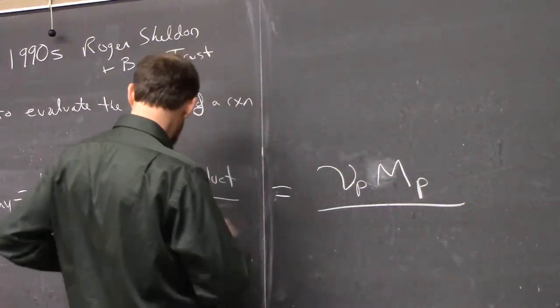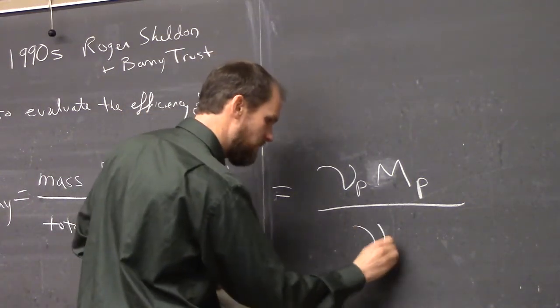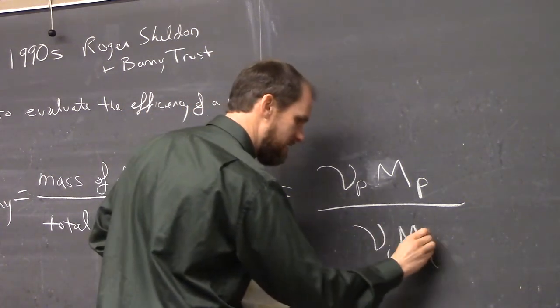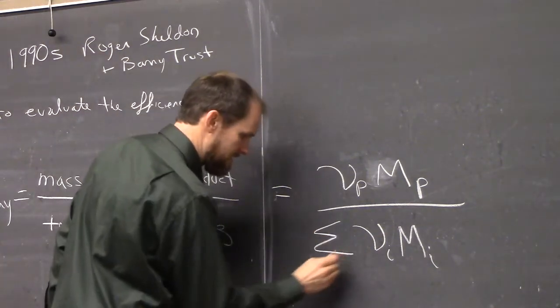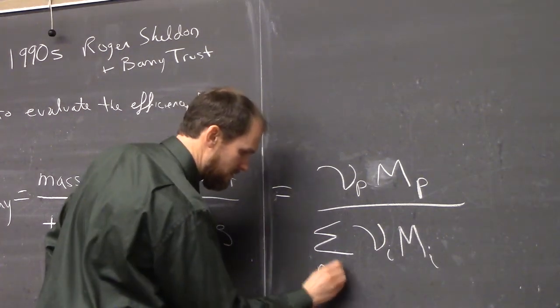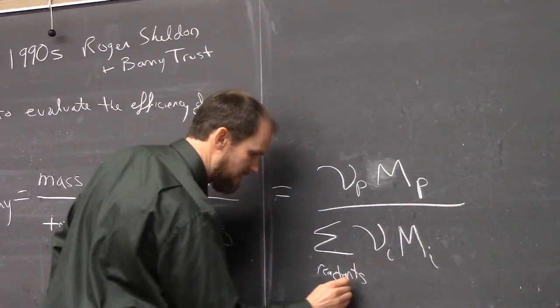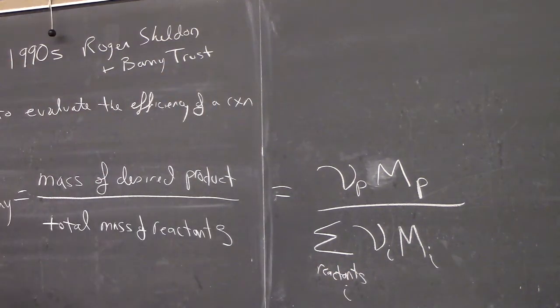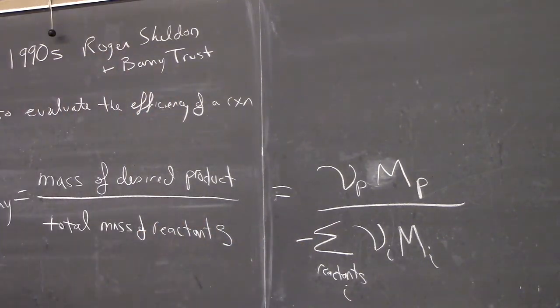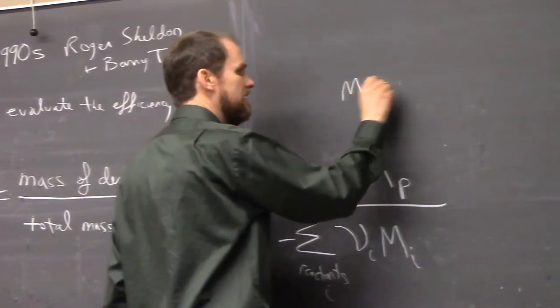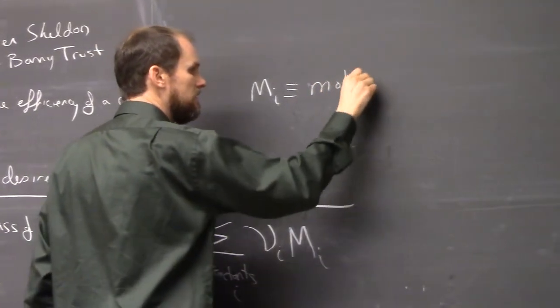And on the bottom, the reactants, well, we might have several of those. So nu I, M I would be the moles of a reactant times the molar mass of a reactant. And then we're going to need to sum those over all reactants I. Stoichiometric coefficients for reactants are going to be negative. We want this to be a positive quantity, so we're going to put a minus sign. M sub I is defined as the molar mass.